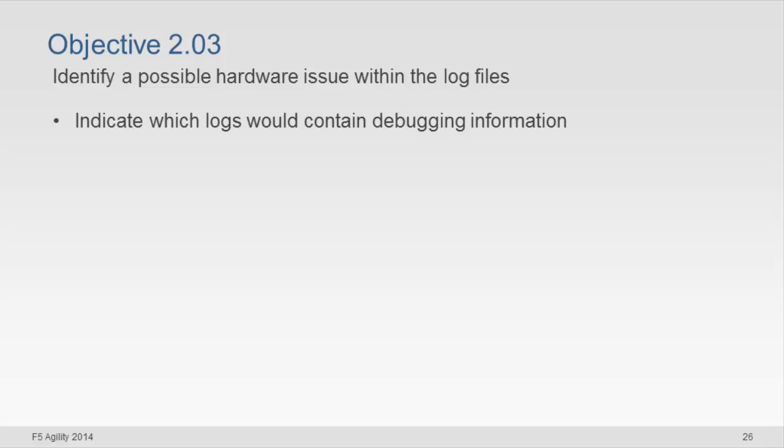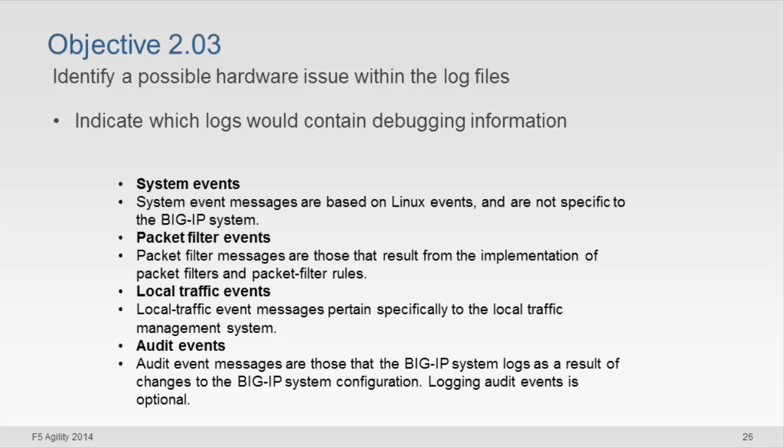When you're dealing with hardware, you need to be able to indicate which logs may contain debug information. There are different types of system events on the box, and they get written to different log files: system event logs, packet filter event logs, local traffic events, and this is where a lot of your logging will happen, inside local traffic. And there are audit level events, and each of these are different types of events on the box.